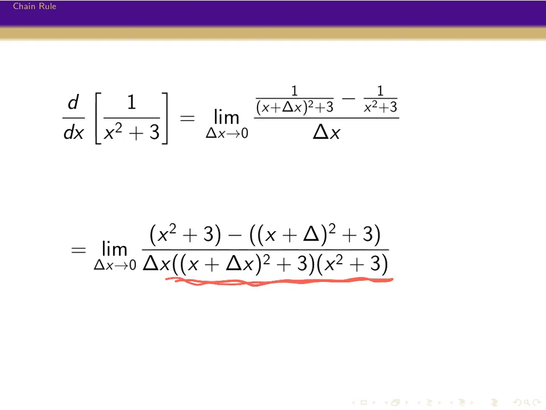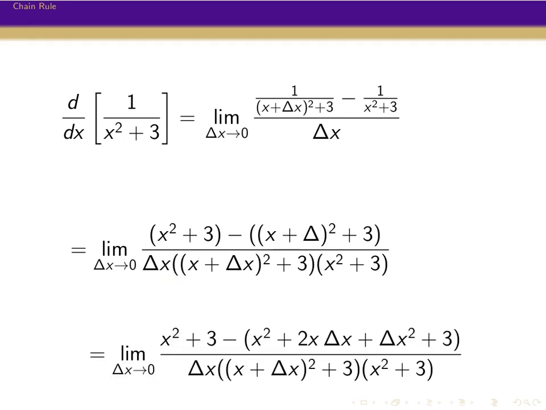Okay, so now as we're looking at this, how are we going to be able to cancel things off? Well, we're going to need to expand this guy out right there. So let's do that. When we expand him out, the x plus delta x squared turns into x squared plus 2x times delta x plus delta x squared.